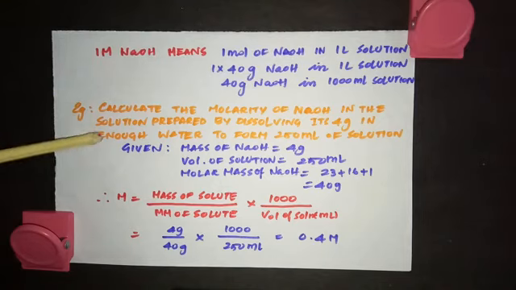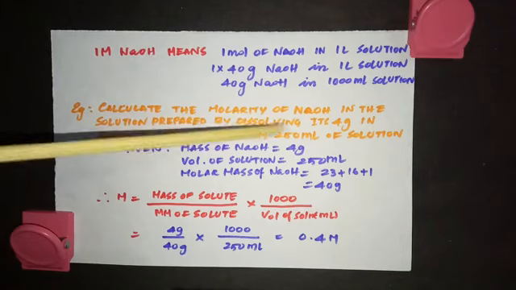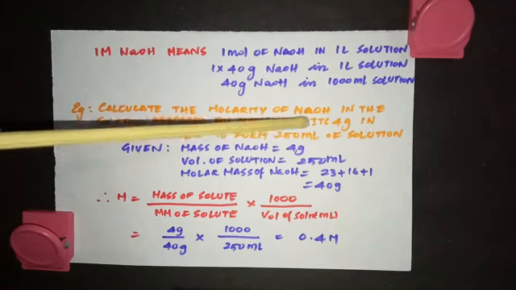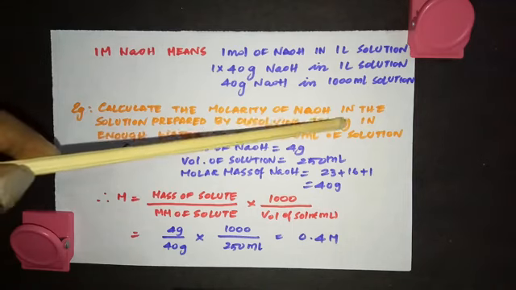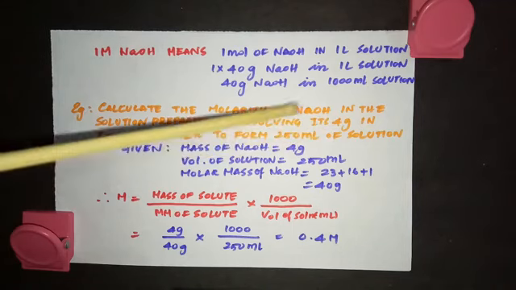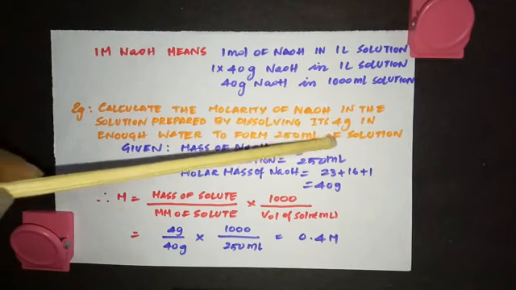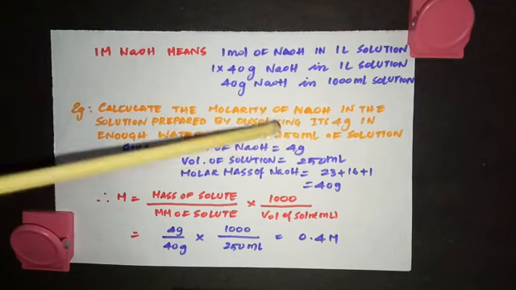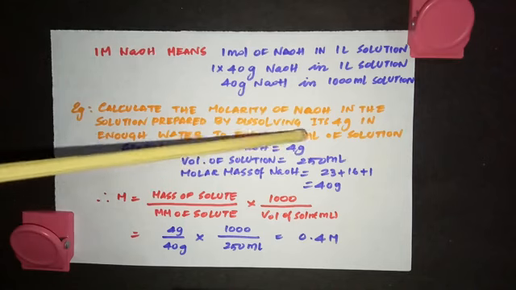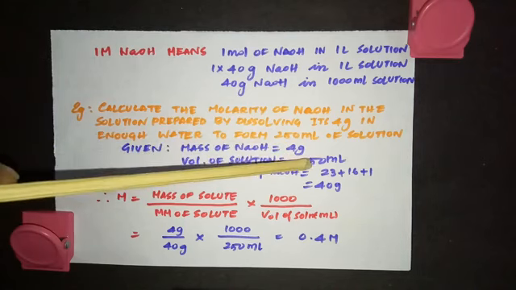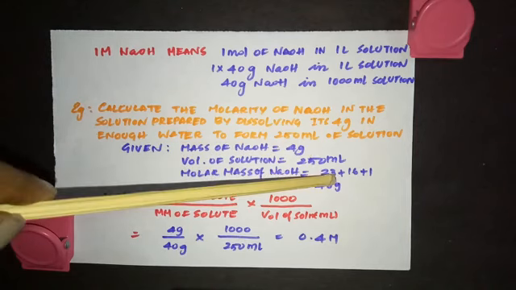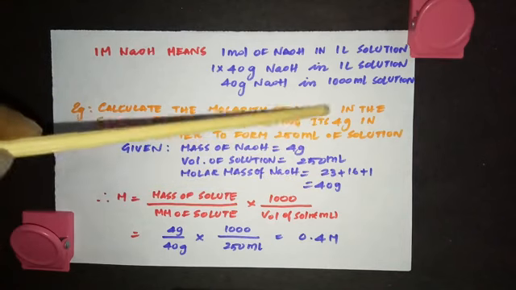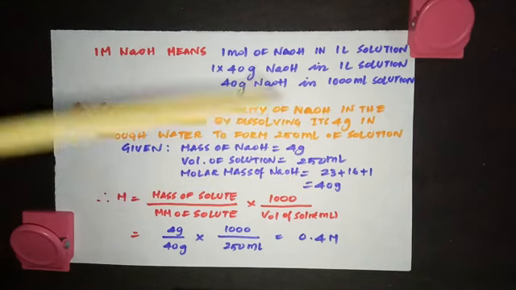So now we'll do a calculation. Calculate the molarity of NaOH in the solution prepared by dissolving its 4 gram in enough water to form 250 ml of a solution. So now what are the details given? They have given you mass of NaOH, which is 4 gram, and they have given you volume of the solution, 250 ml of solution. So this is volume of the solution in ml. So mass of NaOH is equal to 4 gram, volume of solution is equal to 250 ml, and molecular mass of NaOH is equal to, see, for Na it is 23 atomic mass, oxygen it is 16, and for hydrogen it is 1. So the total is equal to 40 gram.